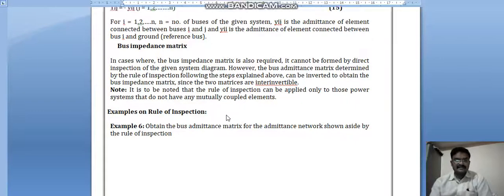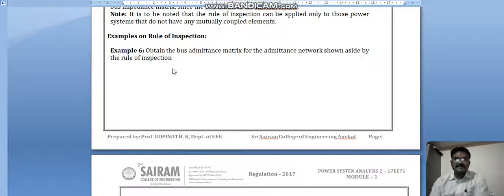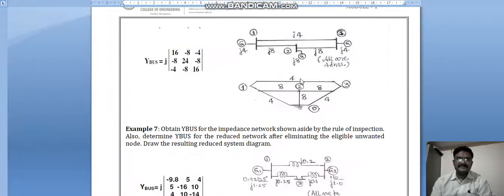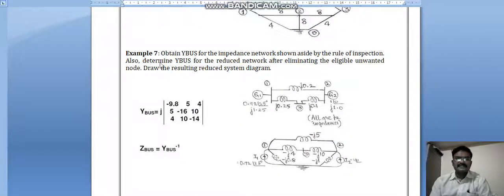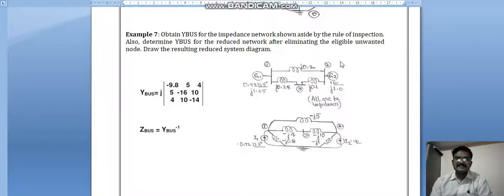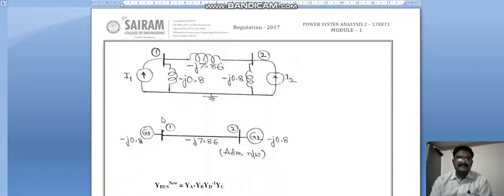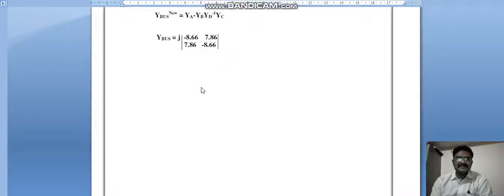Example of rule of inspection. Obtain the bus admittance matrix for the admittance network shown, by the rule of inspection. For this, Y bus is given with the values like this. Then for the example, obtain the bus impedance: Z bus is equal to Y bus inverse, because Y bus is admittance and Z bus is impedance, and both are inverses of each other, so we get the values like this.